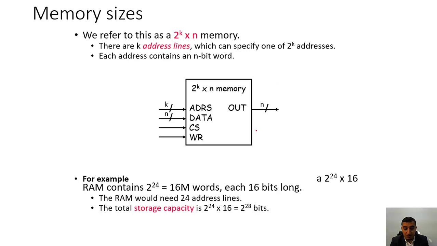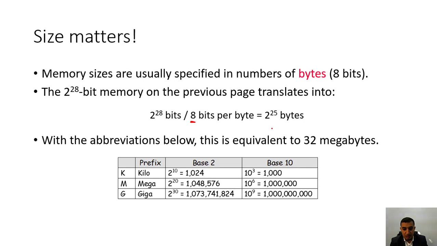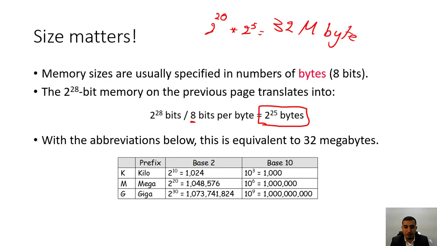And we said last time that usually when we check the size of the RAM, we check it in bytes. So if a RAM has a size of 2 to the power 24 by 16, that is basically the whole size of the RAM. But if I ask you what is the storage of the RAM, you will have to find 2 to the power 28, then divide it by 8 bits, and you will tell me it is 2 to the power 25 bytes. 2 to the power 25 is basically 2 to the power 20 multiplied by 2 to the power 5, which is 32 megabytes. This is how you say the size of the RAM.